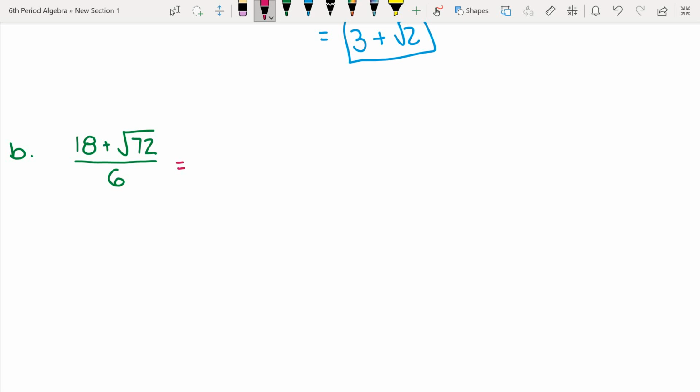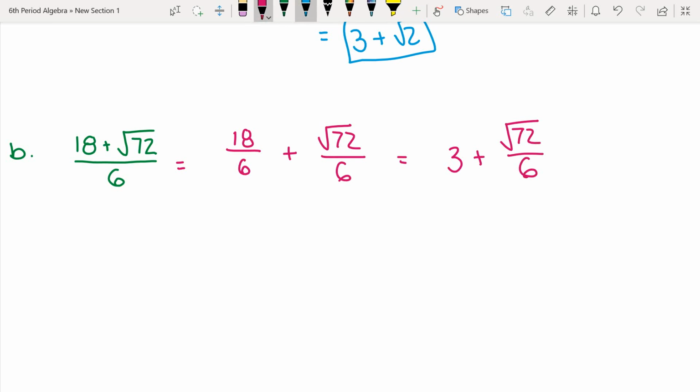From here, I am going to split this up into 2 fractions. I'm going to take 18, put it over the denominator of 6, plus square root of 72 over the square root of 6. From here, you want to try to simplify the normal numbers, which is actually the fraction 18 over 6. And that's really nice because it simplifies to a nice whole number. And we get 3 plus square root of 72 over 6. Square root of 72 and 6 are not like terms. So do not divide this.